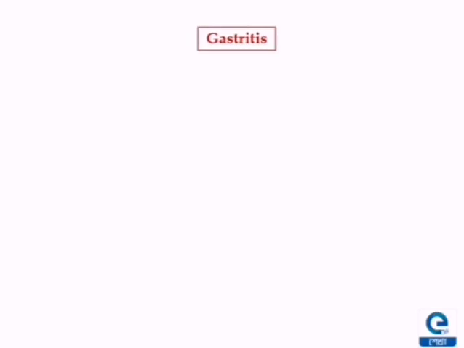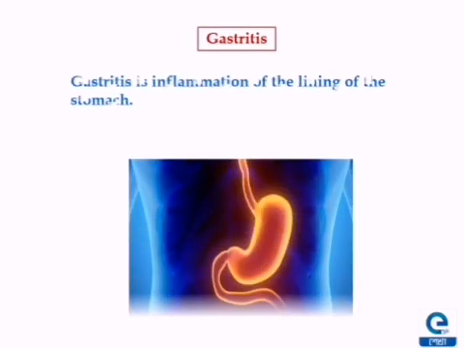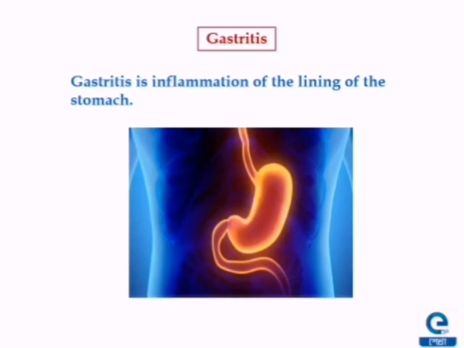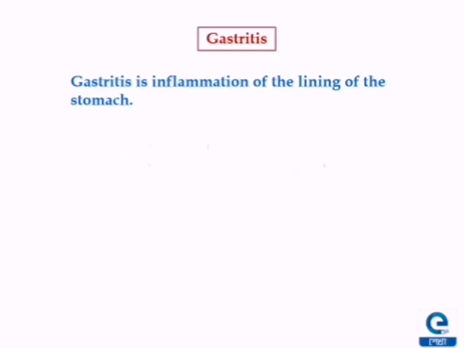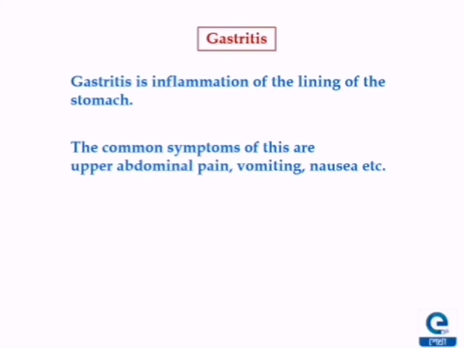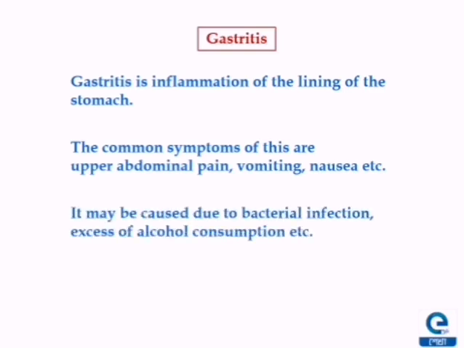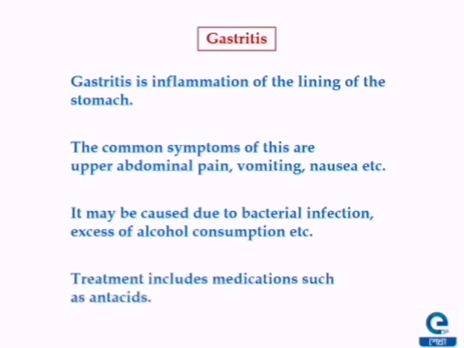The next problem we are talking about is gastritis. Gastritis is the inflammation of the lining of the stomach. The common symptoms include upper abdominal pain, vomiting, nausea, and some others. It is generally caused due to the bacterial infection of Helicobacter pylori. It may also occur due to excessive alcohol consumption. Treatment includes medications such as antacids. Thus, antacids can relieve the problem.